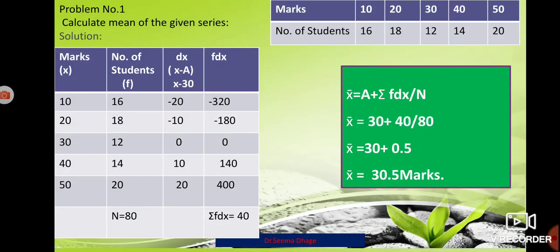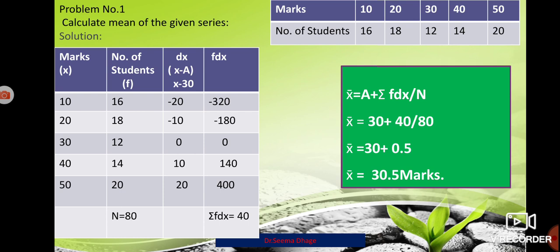So we will solve our first problem of indirect method. Here we have marks and number of students. We will denote marks as x, number of students as f. So you can observe that first few steps are same as direct method, means we have to denote the values of a variable as x and frequencies as f.